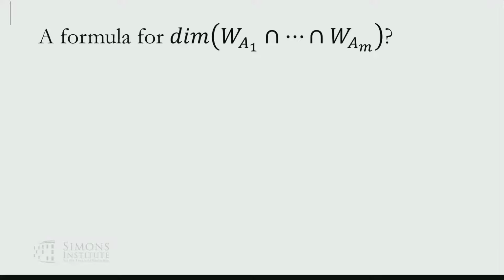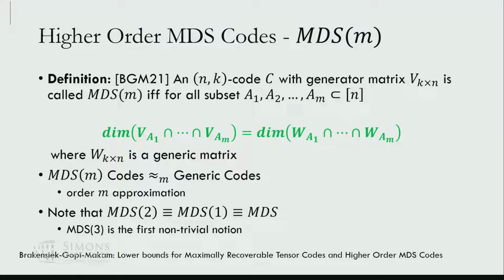So you might ask about this quantity here. It doesn't depend on W, which is some generic code, so it only depends on the subsets A1 to AM and how they intersect with each other. So can I write down an explicit formula for this in terms of the subsets? It shouldn't depend on W. Can I write down a formula for it? And that's what we got stuck on for a very long time.